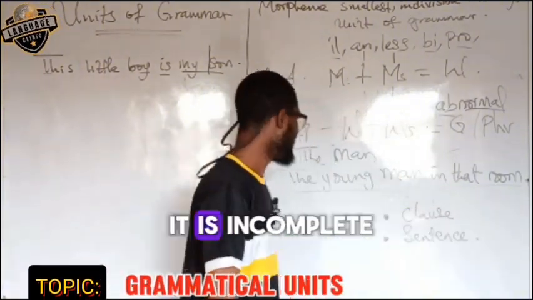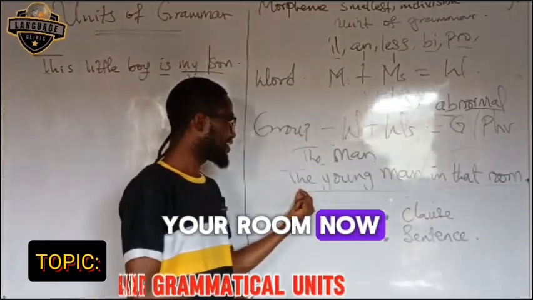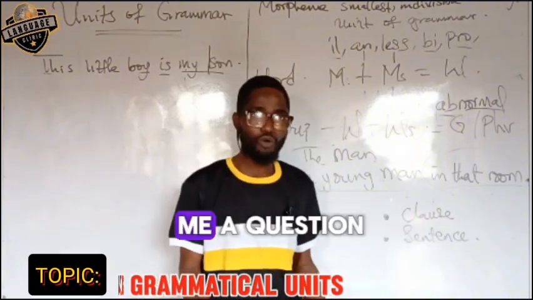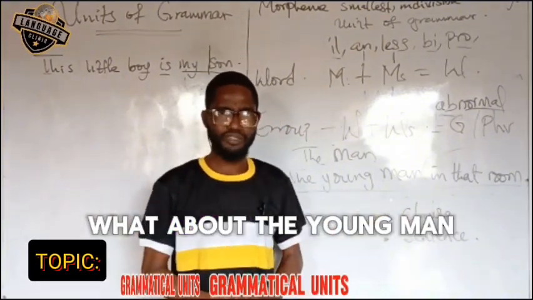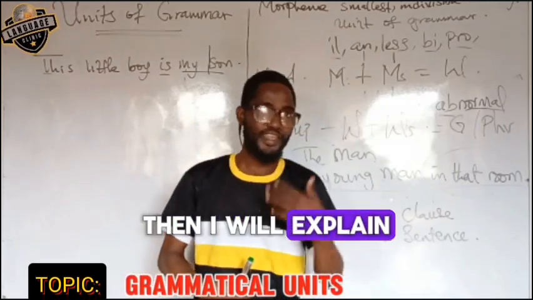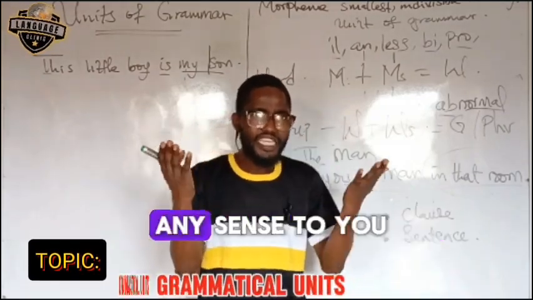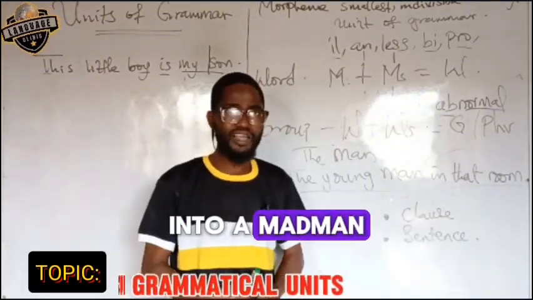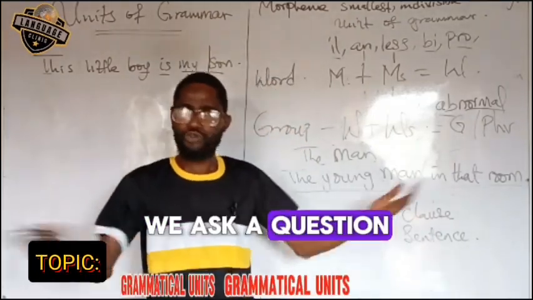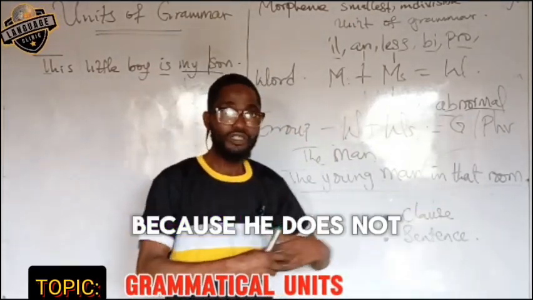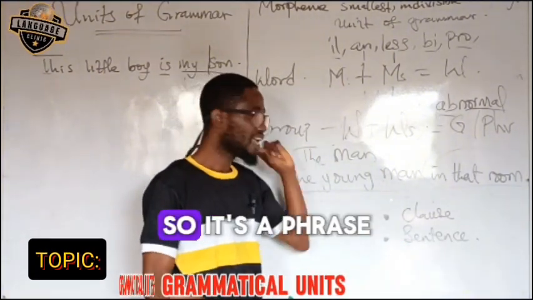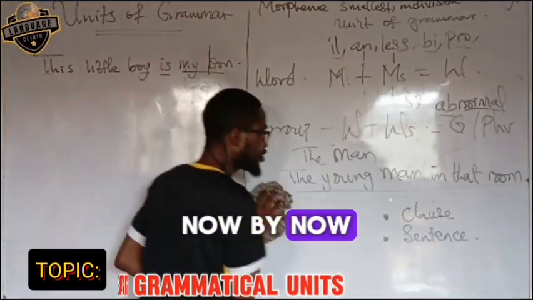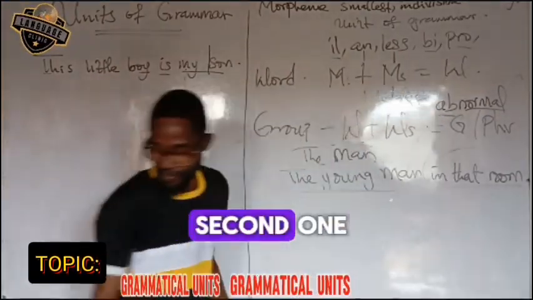Why do we say it is incomplete? If I come into your room now and say something like this, the young man, you won't run away. You will simply ask me a question. What is the question? What about the young man? What happened to the young man? Then I will explain. If it doesn't make any sense to you, you won't ask me a question. So it is different from when somebody runs into a madman and the madman speaks, will you ask a question? You run away. You won't ask a question because it does not make any sense. So a phrase makes sense but does not make a complete sense. Now, by now, we should be able to guess the definition of the second one.